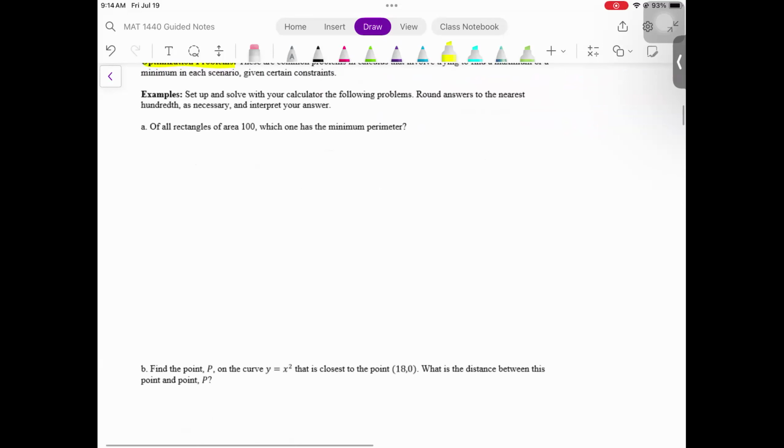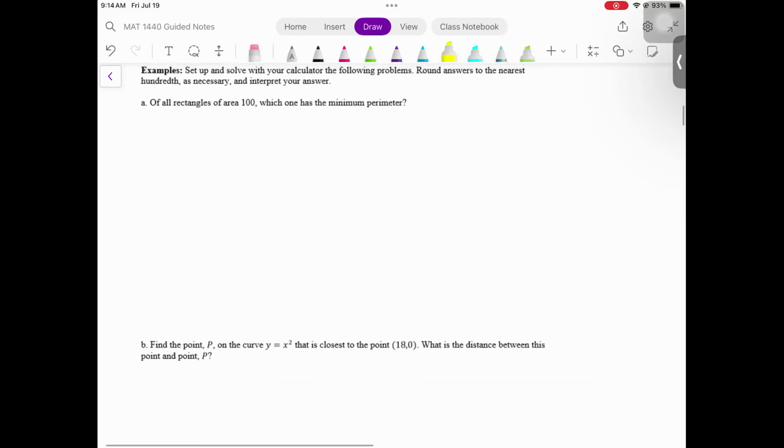So the directions tell us to set up and solve with our calculator the following problems, round our answers to the nearest hundredth as necessary, and make sure again that we interpret our answer. That interpretation, whether it's included in the directions or not, always a good practice, just to, again, ensure that your answer seems reasonable. Of all rectangles of area 100, which of them has a minimum perimeter? So what we're trying to do is minimize the perimeter.